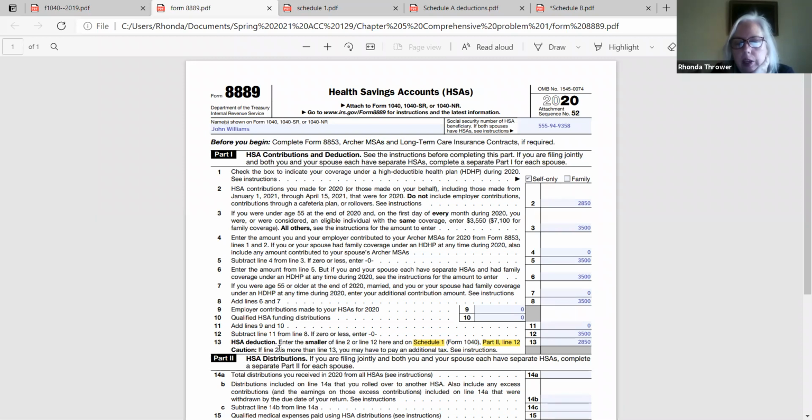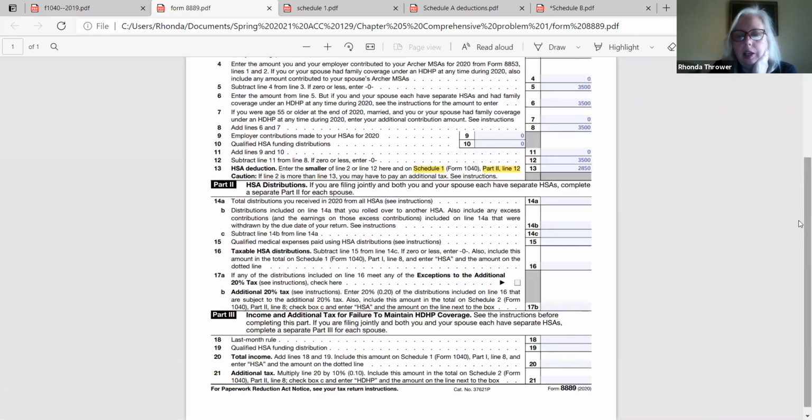And then the HSA deduction, you're going to enter the smaller of line 2 or line 12. So line 2 was 2,850 and line 12 was 3,500. So the smaller is 2,850. Notice you're going to enter this on Schedule 1, Part 2, line 12. So when we fill out Schedule 1, this is going to go on Part 2, line 12. That's where this amount goes. And that's all we had to fill out for the HSA form.